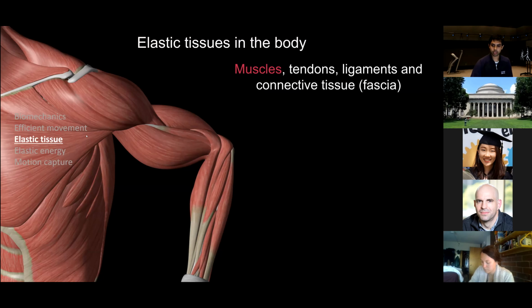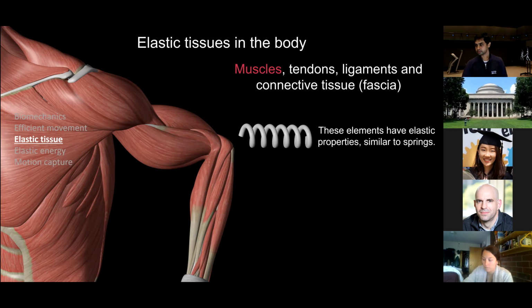Okay, so now we talked about biomechanics, we talked about efficient movement, and to understand some things that go along with efficient movements, I agree with all the things you said: flowing, elegant. And now we're going to talk about the parts of the body that are responsible for this. An important part are elastic tissues in the body. So muscles, tendons, ligaments, and connective tissue are the elastic tissues that are responsible for creating smooth, elegant movement.